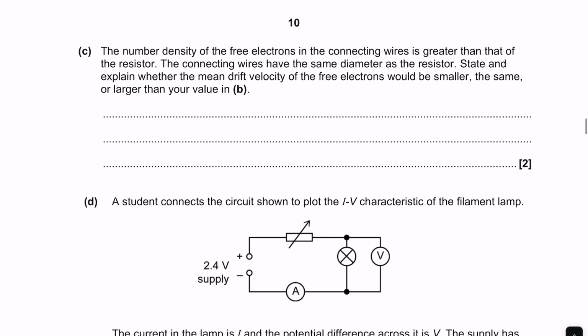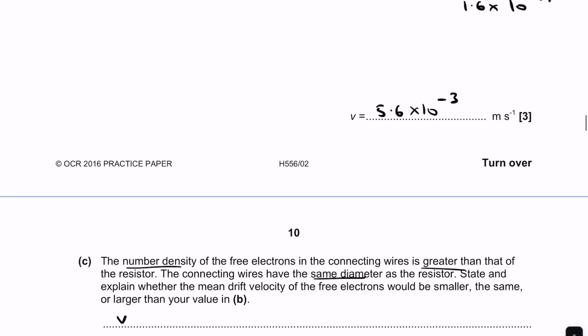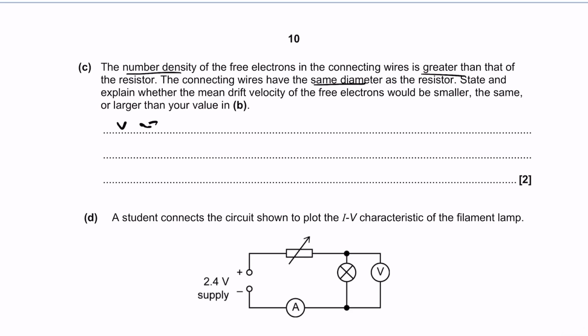For the next part of the question, it says the number density of the free electrons in the connecting wires is greater than the resistor. The connecting wires have the same diameter as the resistor, and we must state and explain whether the mean drift velocity of the free electrons would be smaller, the same, or larger than your value in part B. So if the number density is greater, we know that v, according to the formula, is inversely proportional to n. Since v is inversely proportional to n, this would reduce the mean drift velocity. So v will be lower.